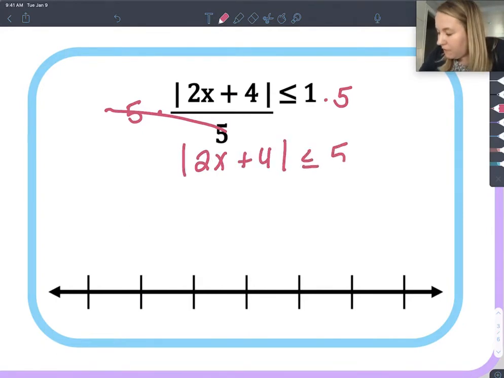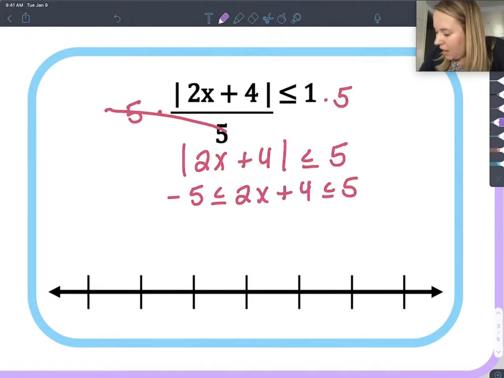Now this is a less than, so we're going to write this as an AND statement, which will give us negative 5 is less than or equal to 2x plus 4, which is less than or equal to 5. And again, I'm going to solve for each half.